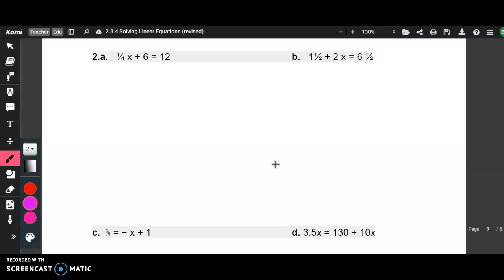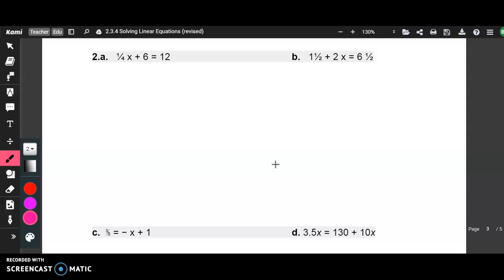2a, I see 1/4 x plus 6 equals 12. Now, this is again something we haven't dealt with before. We have fractions. I have 1/4 of x plus 6 equals 12, so I want to try to solve for x. This, again, probably would not be a good situation to use coins because we have 1/4 of a pouch.